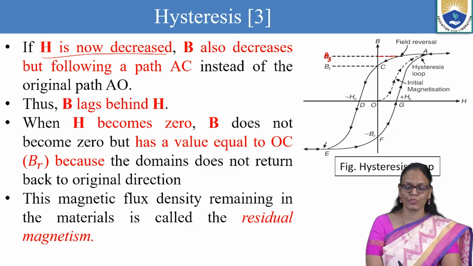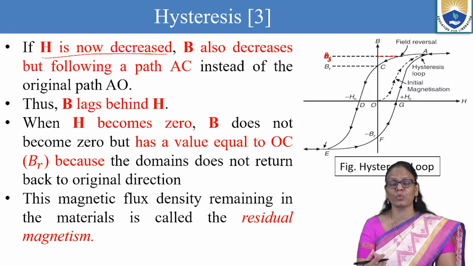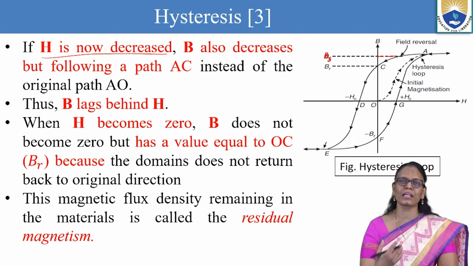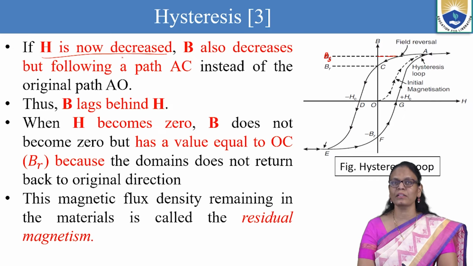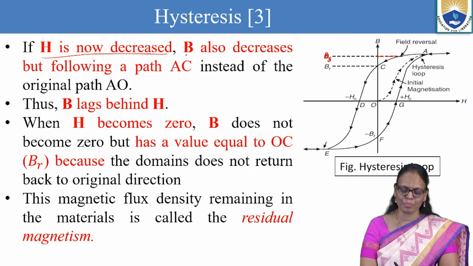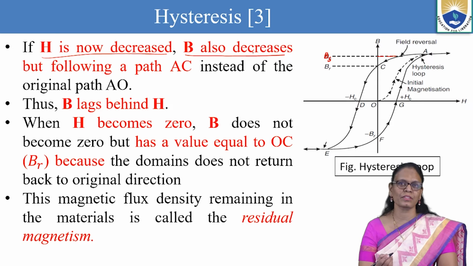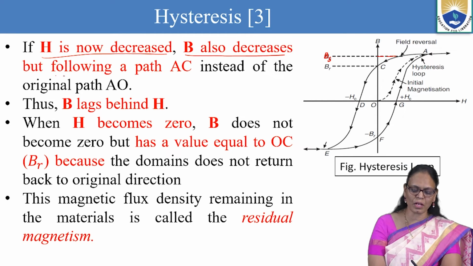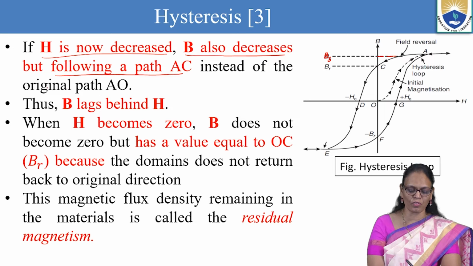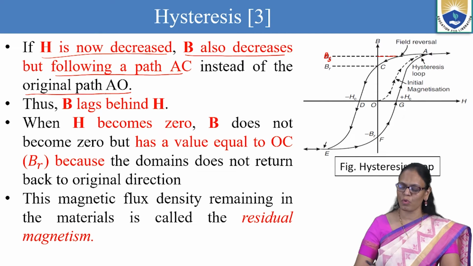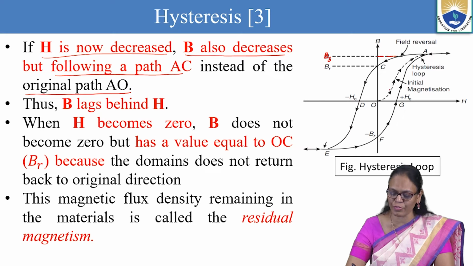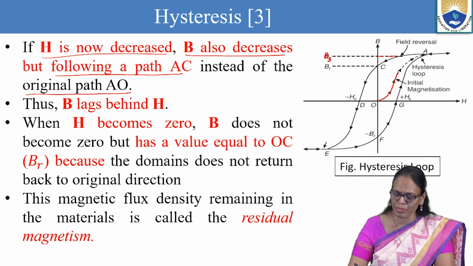Once it has reached the saturation, we try to decrease the value of H. We are trying to withdraw the applied field, that is, decrease the strength of the applied magnetic field. Then what happens? B also decreases. As H increases, B increases, so when H decreases, B also decreases. But it follows a path AC instead of the original path AO. What is the original path when we were increasing the field? It was going like this from O to A.